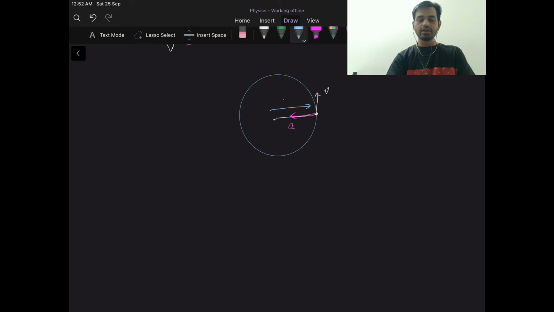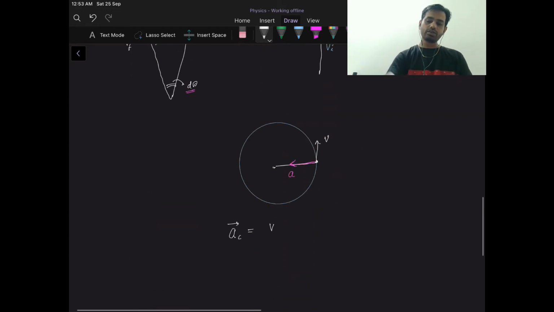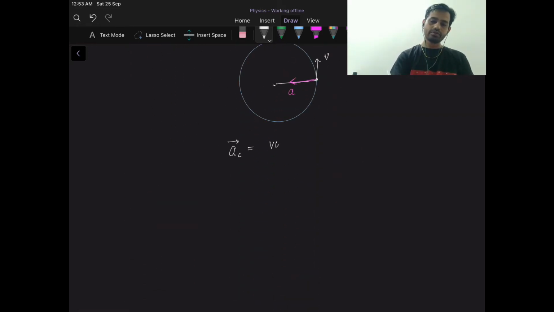So if I say what is the direction of r cap, this will be the direction of r cap, right? If this is the direction of r cap, then centripetal acceleration is pointing towards the negative of r cap. So if I want to write the centripetal acceleration in vector form, it will be equal to v into omega, and the direction is towards minus r cap. So we can say that this is minus of r cap. Is this clear?